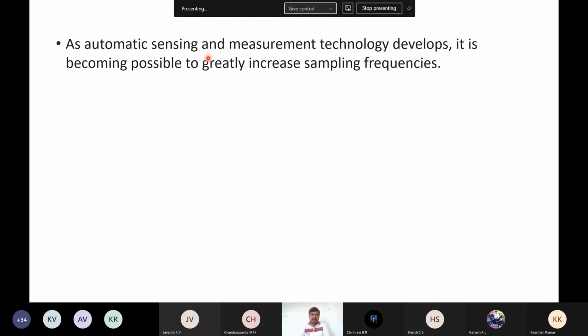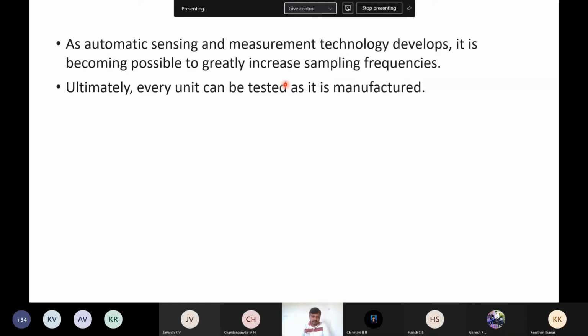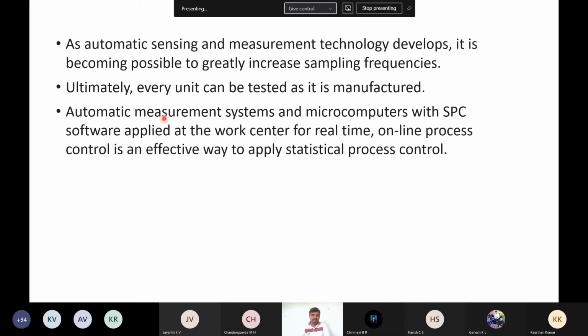As automatic sensing and measurement technology develops, it is becoming possible to greatly increase sampling frequencies. Ultimately, every unit can be tested as it is manufactured, because it is not done manually. So if you fix a machine at a particular location, it will measure a particular quality parameter of whatever components are passing in front of it. That is possible with automatic measurement systems, and even with the help of machine vision.